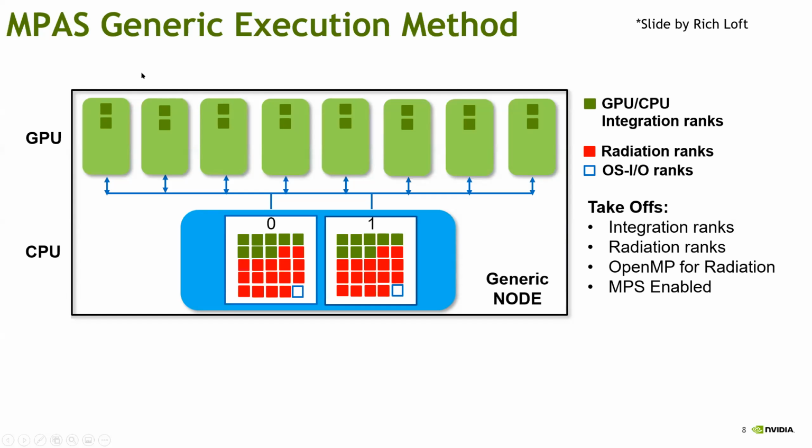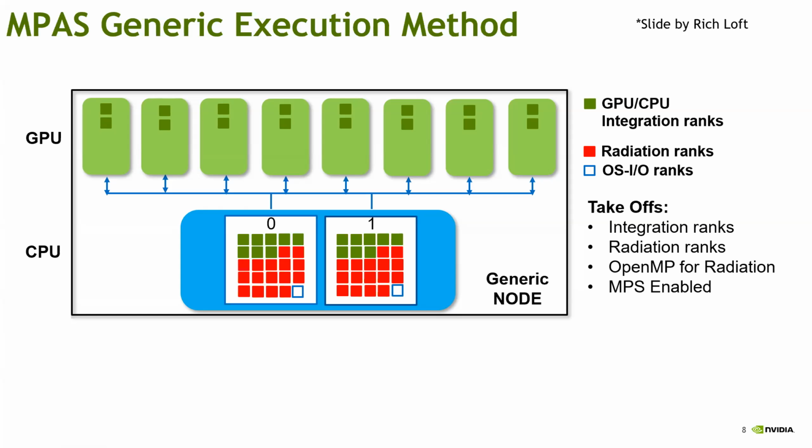The generic execution method here is where, if you take a CPU, we have the integration ranks that are located on the CPUs. And you can see that each one of them has a representative offloaded to GPU. Then we have the radiation ranks that are also located on the CPU, and they run in a lagged way on the CPUs here. And we dedicate a couple of cores to do the OS or IO. The basic takeaway here is that MPAS branches off into two separate ranks, even though it's a single executable.